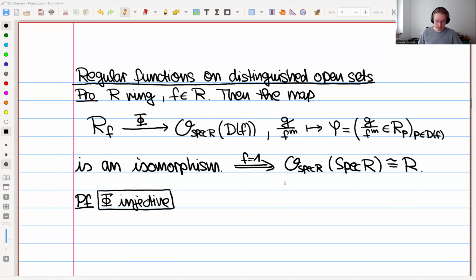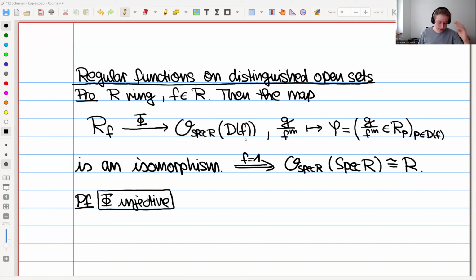In particular, if you take F equal to 1, then O of Spec R on D(1), the set of prime ideals not containing 1, is everything, so it's all of Spec R. And this is exactly given by R localized at 1, which is just isomorphic to R. So we get this property that we wanted. If you remember from the last video, we said the ring of functions should satisfy 3 properties. It should give R on all of Spec R, it should give R_F on D(F), and it should be a sheaf. With this proposition, we have checked the last property, that it gives the right thing on D(F).